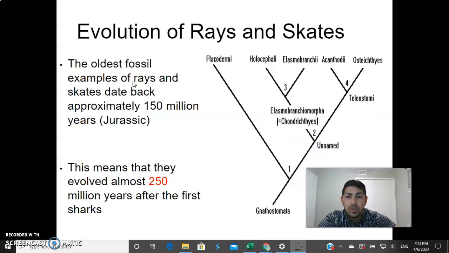The oldest fossil examples of rays and skates date back approximately 150 million years. So this means that they evolved almost 250 million years after the first sharks, because sharks date back to 400 million years. And if you look at this phylogenetic tree, you can see where those chondrichthyes branch off here. And then there are two subgroups: the elasmobranchii, the ones that we're going to be talking about today, and the other, the holocephali, which has only two remaining species.